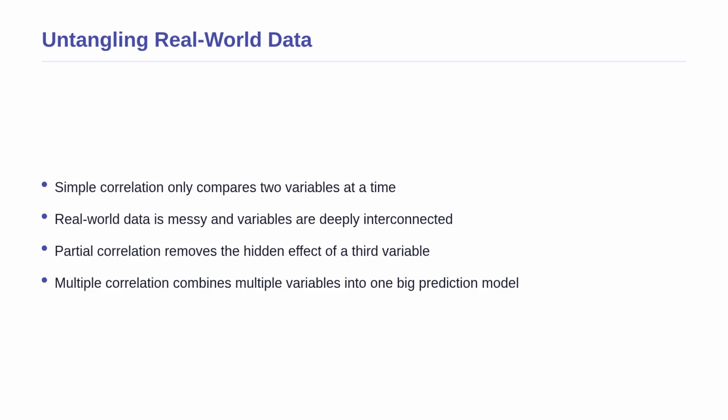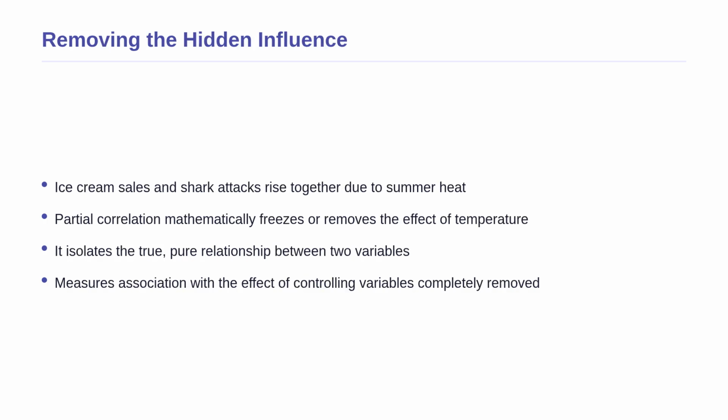To truly understand the relationship between just two things, we need a way to remove the hidden effect of a third thing. Alternatively, to predict marks perfectly, we should combine both study and sleep into one model. This is exactly what partial and multiple correlation allow us to do. Now that we understand the big picture, let us look at partial correlation.